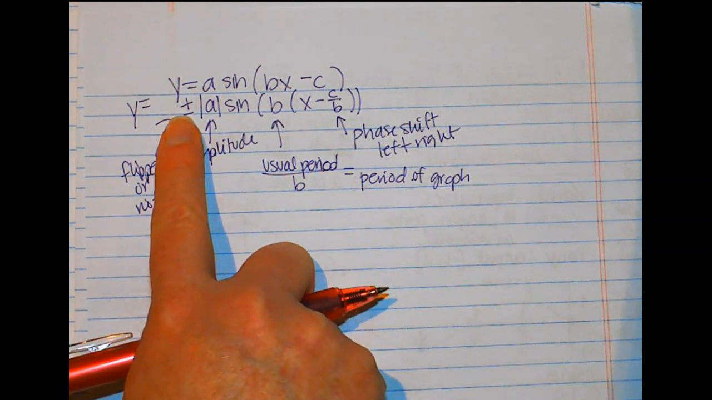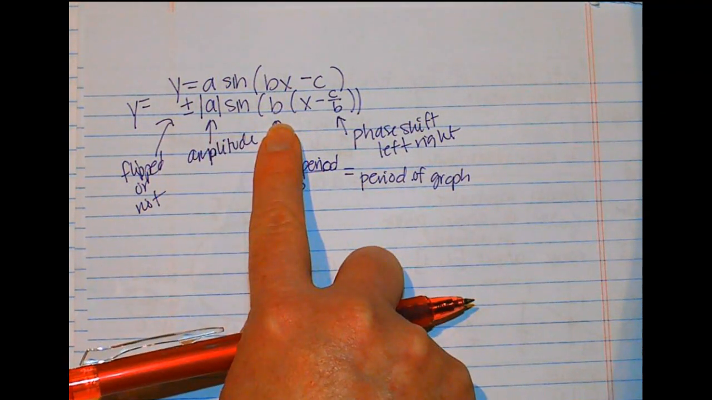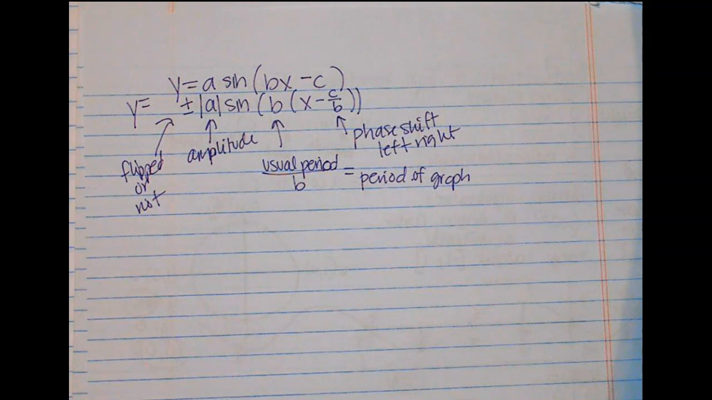So plus or minus, up or down. A, amplitude. B tells you how many of the graph you have, how many repeats it has. C over B tells you phase shift.